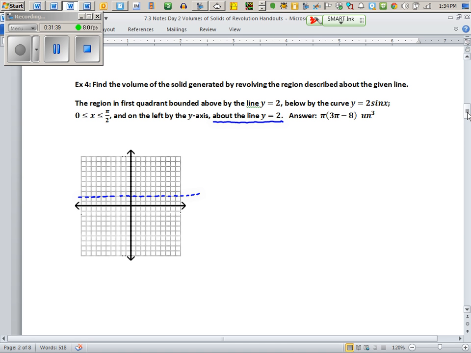Complete with loop-de-doo. Okay, so I was just hunting for that. I needed that. I got to know what I'm revolving around before I even sketch. Okay, now I'll sketch it.